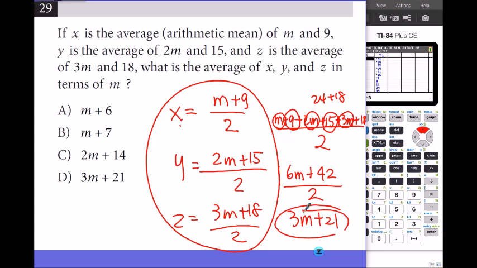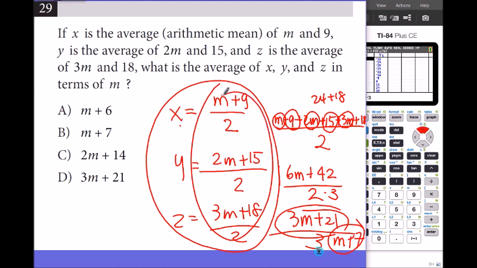Oh, wait a minute. But I forgot to divide by 3, right? That's just the sum, so you have to divide by 3. So you divide that by 3, which is m plus 7, right? Make sure you understand what you're doing. It's finding the average of these 3. So you add them all and then divide by 3. So it is B.